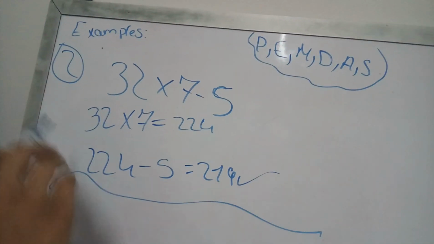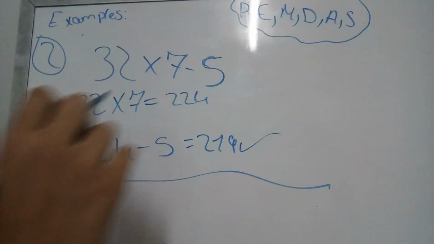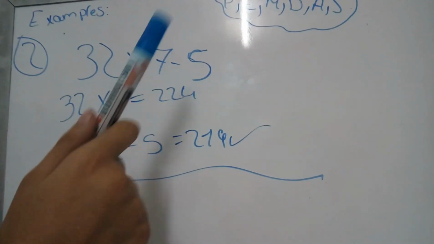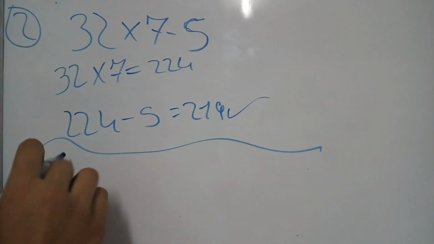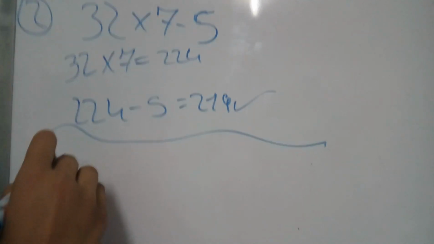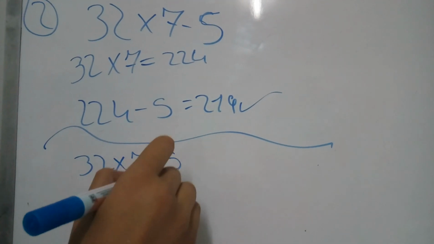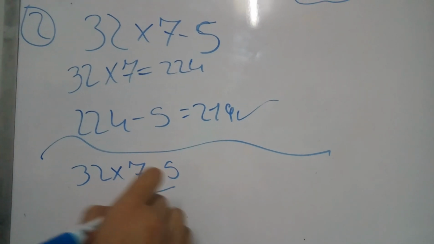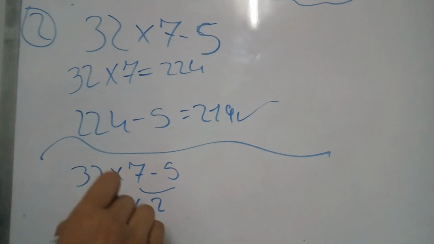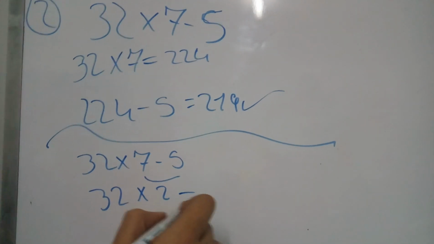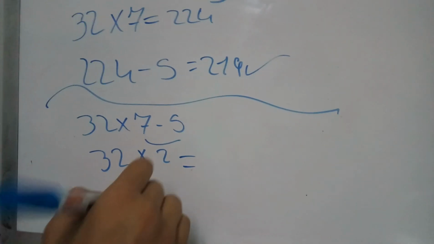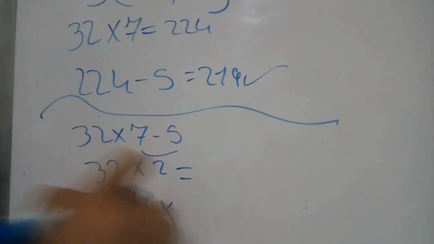Well, what happens if we solve the subtraction first? We'll do 7 minus 5, which is 2. We'll do 32 times 7 minus 5. Okay, this will be 2, and then we'll do 32 times 2. It will be 64. This is the wrong answer.